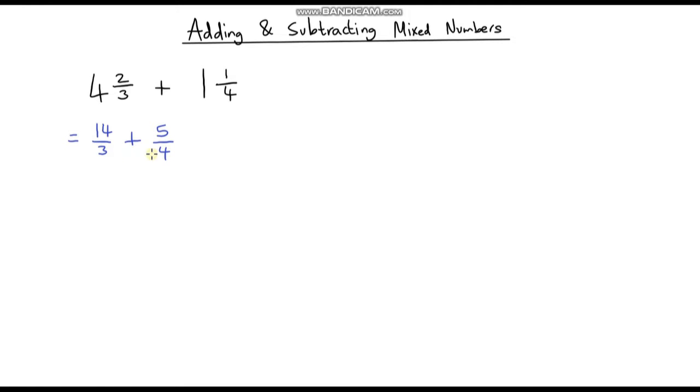And now we can just add these two fractions together. And if you're a bit unsure on how to do that, I recommend looking at one of my previous videos on adding and subtracting improper fractions. The first thing we need to do is find the lowest common multiple of our denominators. So what is the lowest common multiple of 3 and 4? Well, that is 12.